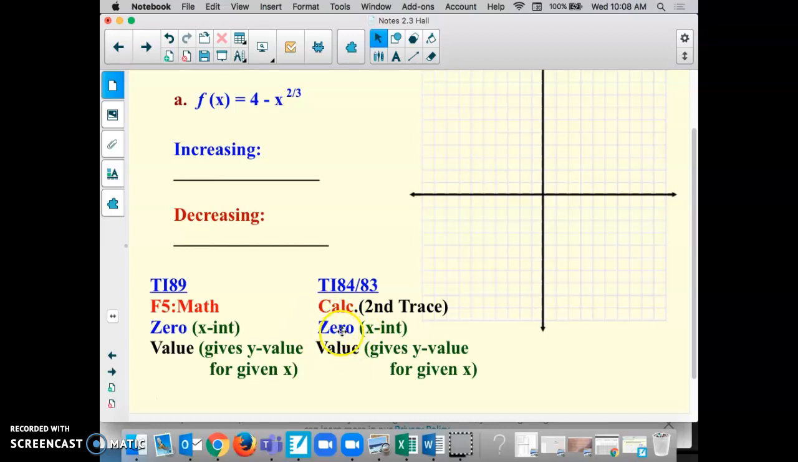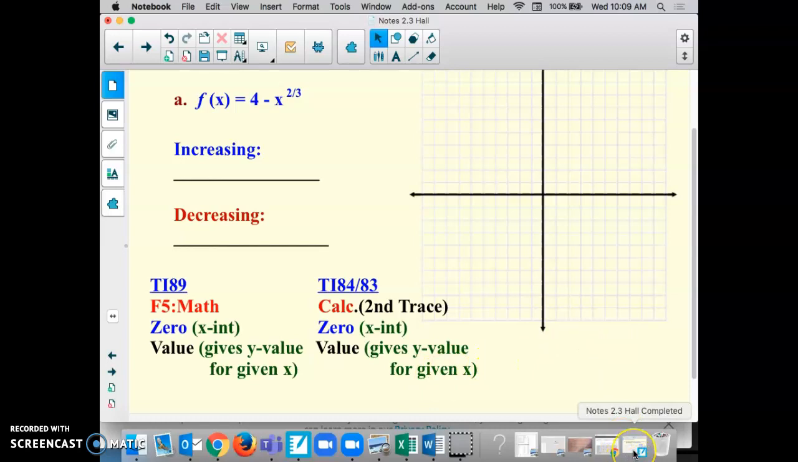To find the zero values, you can use that function in your calculator that helps you find the x-intercepts. And then value, it's another thing on your calculator that gives you the y value for any given x. You plug in the x value, and then you can push enter and find the value for any y value that you want.